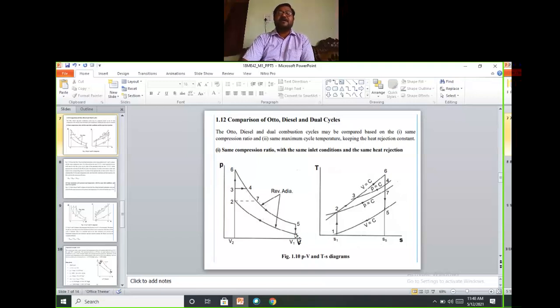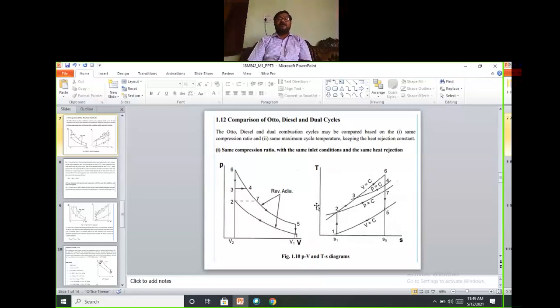What type of diagram this is, you must assume. 1, 2, 6, 5 is the Otto cycle. 1, 3, 7, 5 is the diesel cycle. 1, 2, 3, 4, 5, 1 is the dual cycle. Here also the same thing: 1, 2, 6, 5, 1 is the Otto cycle, 1, 2, 3, 4, 5 is the dual cycle, and whatever you assumed here, 1, 2, 7, 5, 1 is the diesel cycle.